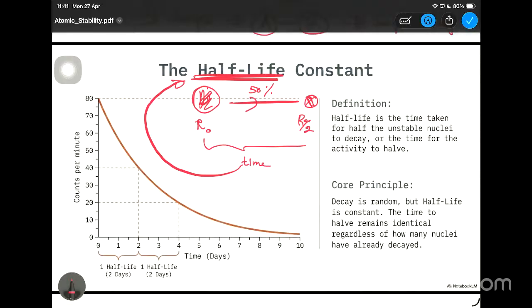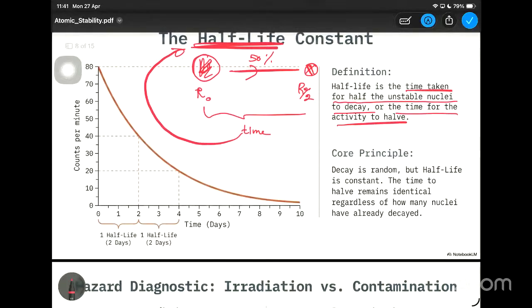So, definition: half-life is the time taken for half the unstable nuclei to decay, or the time taken for the activity to be halved, right? The core principle is that decay is random. Even this was tested in the exam. Remember, decay is random. We cannot predict it, we cannot say it will be uniform. It will be random, but half-life is constant. So the time to halve remains identical regardless of how many nuclei have already decayed, right?